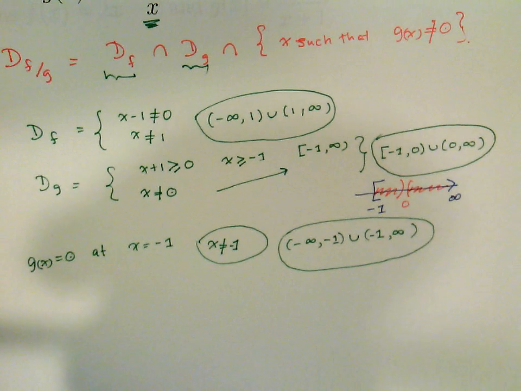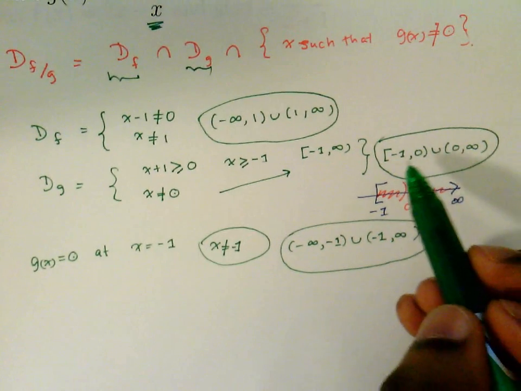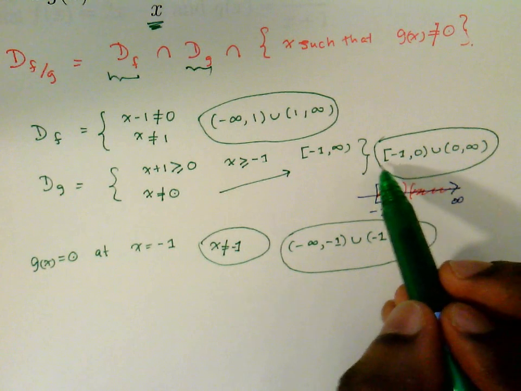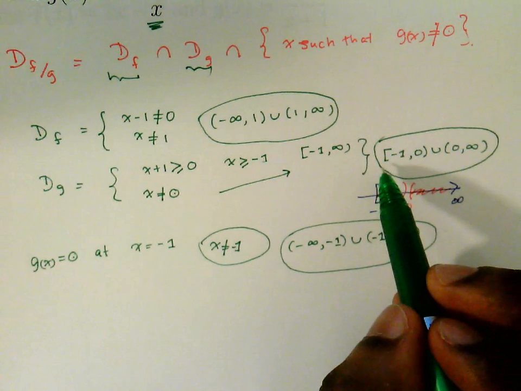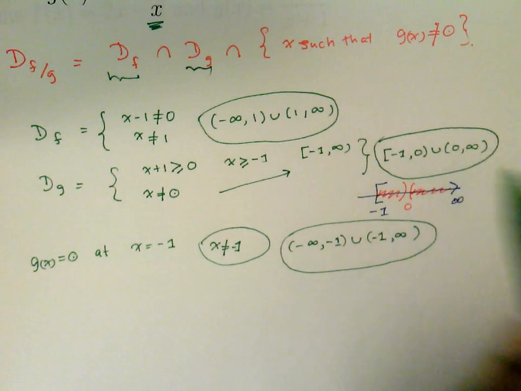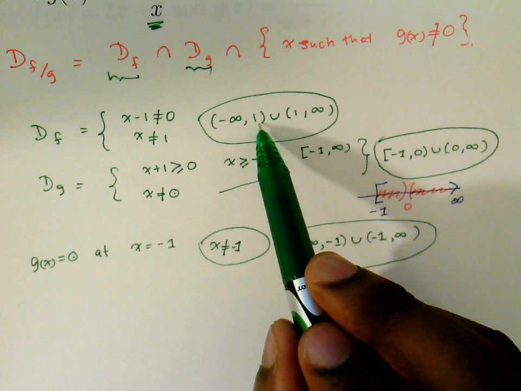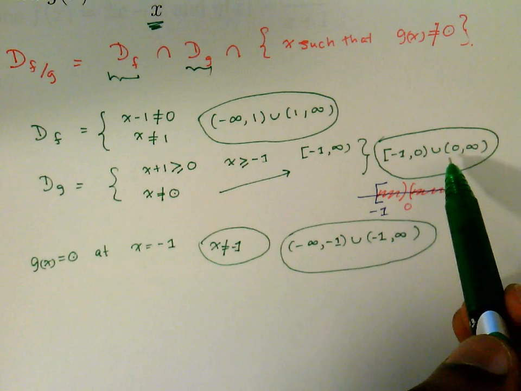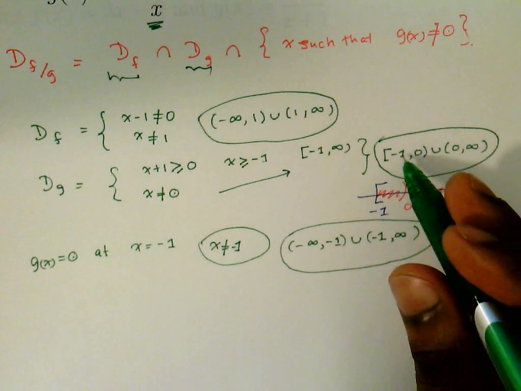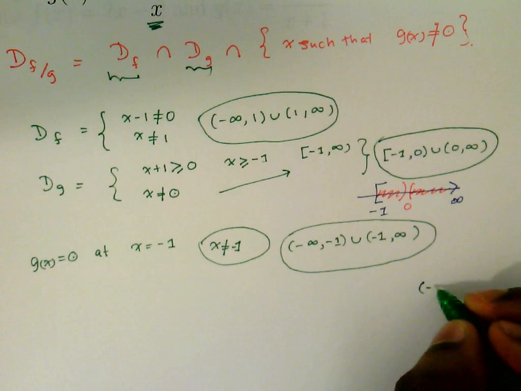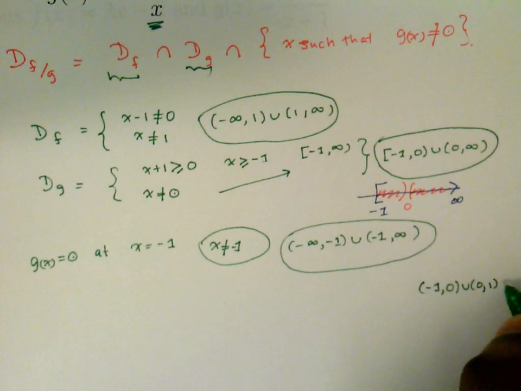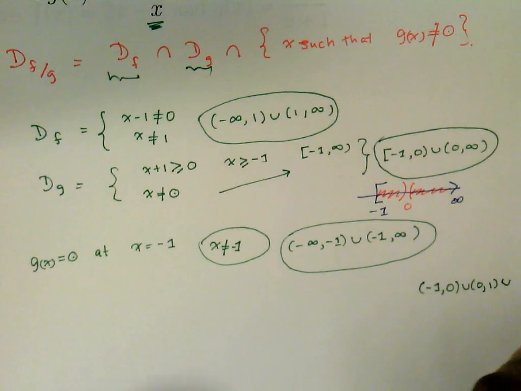If you just use the logic, you can see from here you can't have anything below negative 1. So anything below negative 1 is excluded, and also you cannot have 0. And here you cannot have 1, so you should exclude 1 from here. And from here you cannot have negative 1, so you should exclude negative 1 from here. So you should get the answer negative 1 to 0, 0 to 1, and then 1 to infinity.